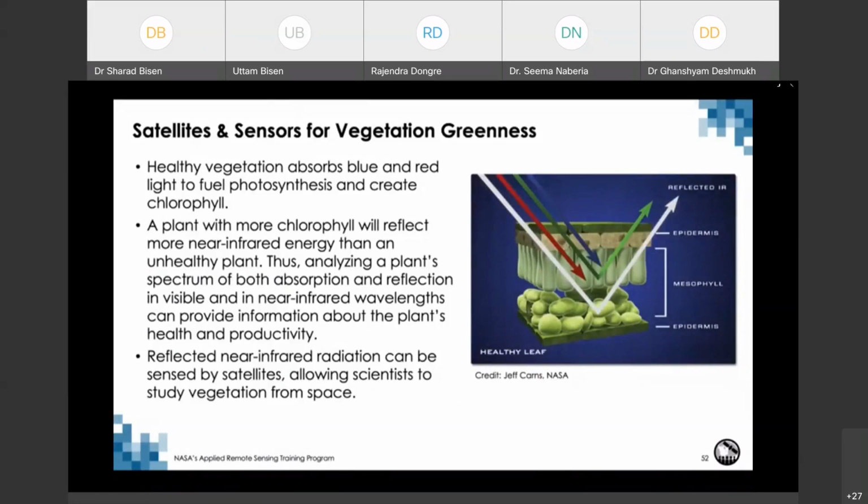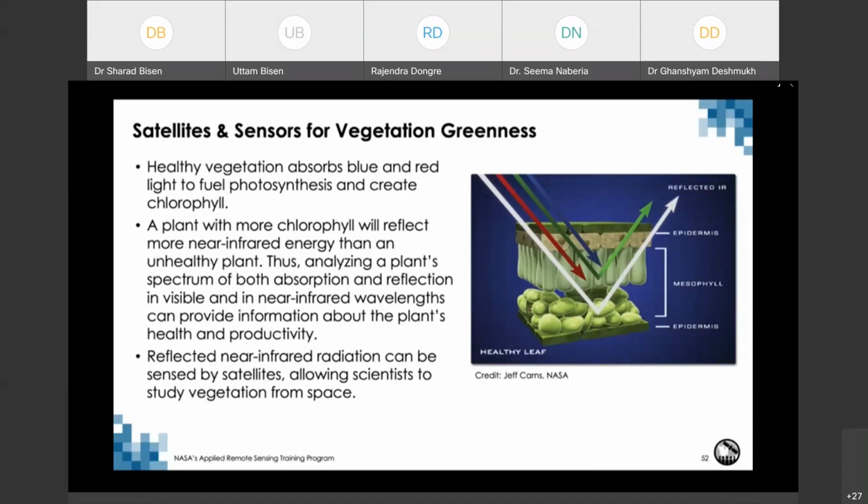Vegetation indices are robust empirical measures of vegetation activity at the land surface. They are designed to enhance the vegetation reflected signal from measured spectral responses by combining two or more wavebands. Healthy vegetation absorbs blue and red light to fuel photosynthesis and create chlorophyll. A plant with more chlorophyll will reflect more near-infrared energy than an unhealthy plant.